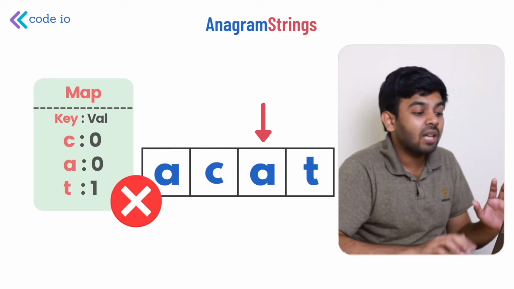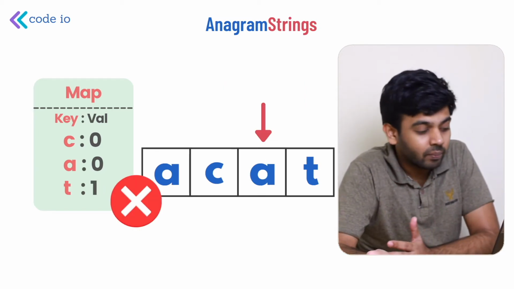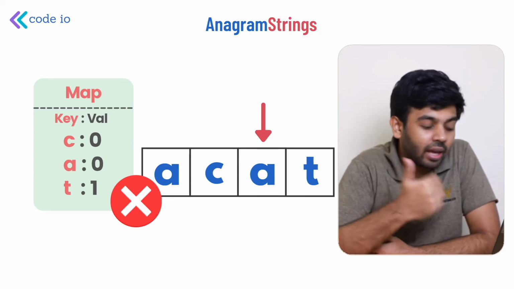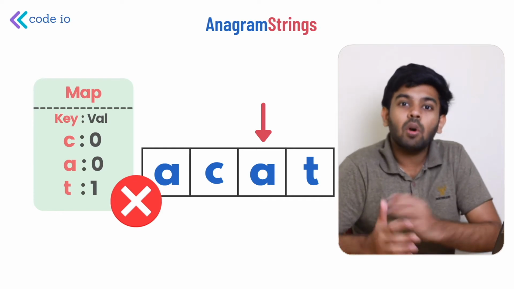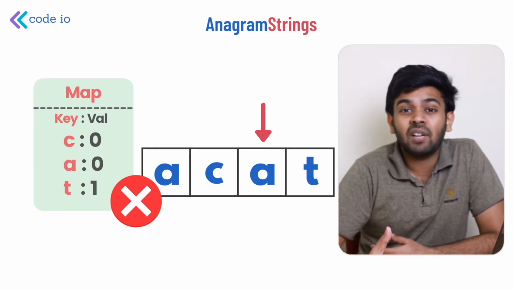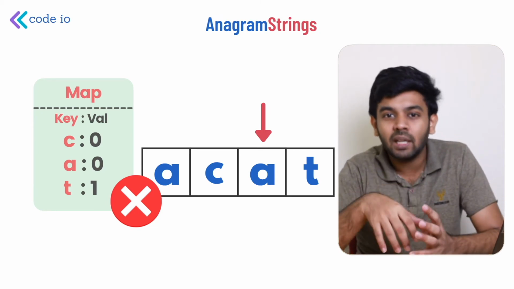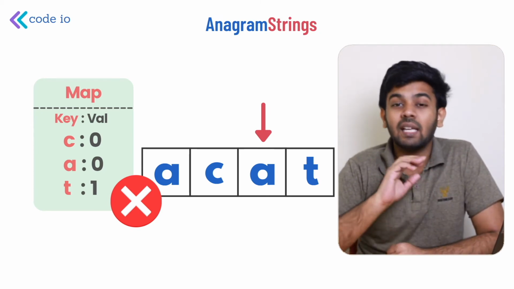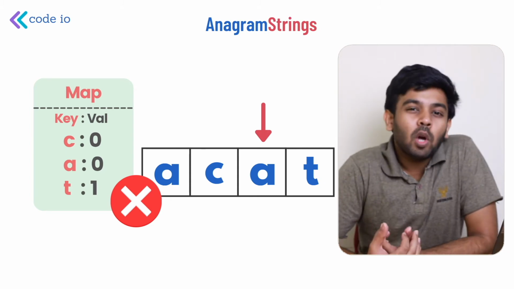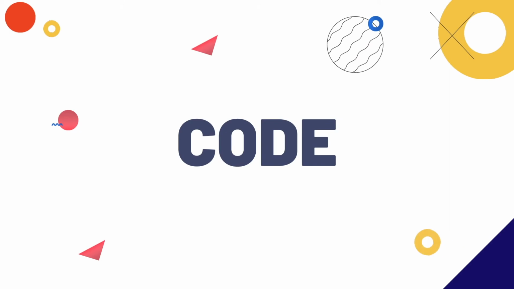But if we have another string, say ACAT, for the third character A, we will decrement the value of A beyond 0. So the value of A in the hash map becomes -1, and after the end of traversal, we will find that there is a value -1 in the hash map, and in that case we will return 0 as the output because these two strings are not anagrams. I hope you understood the logic. Now we will try to code it and see if it works.